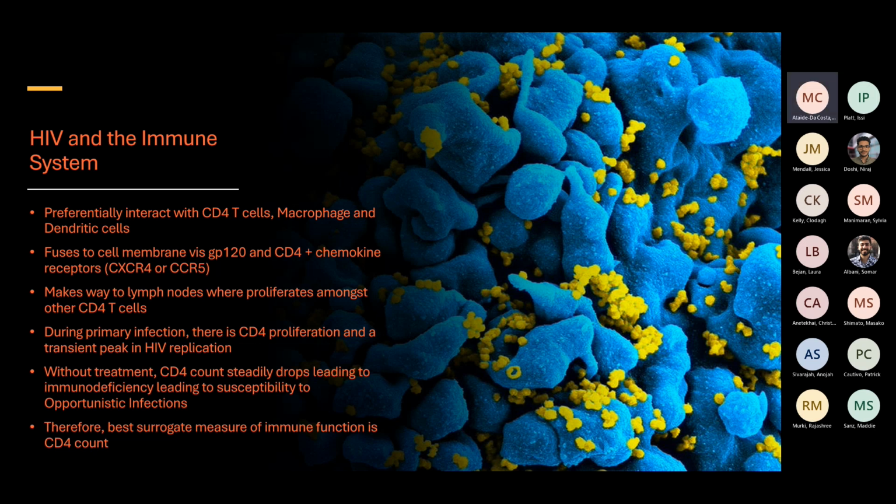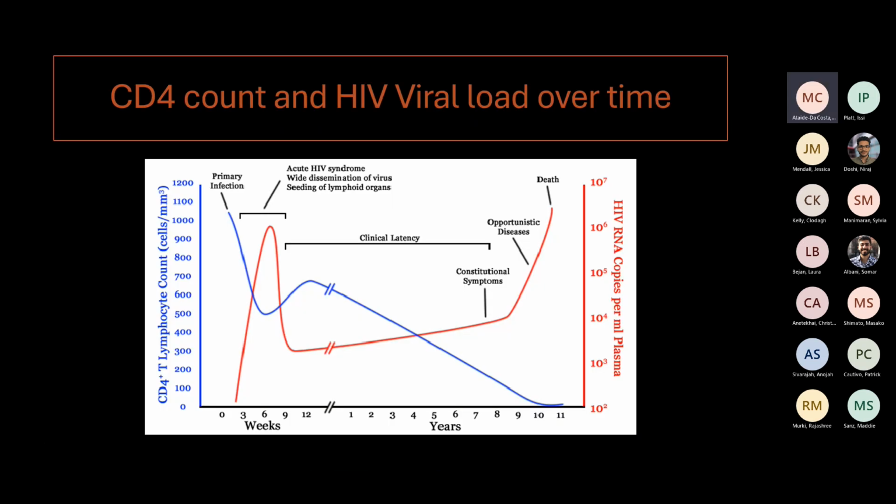So if we just move on. Good. This is a very good diagram to keep in mind when you think about the timelines and the stages of HIV. Like I said, there's a transient spike in viral load that steadily declines and rises again, and then there's the steady decline in CD4 count over time. Okay.